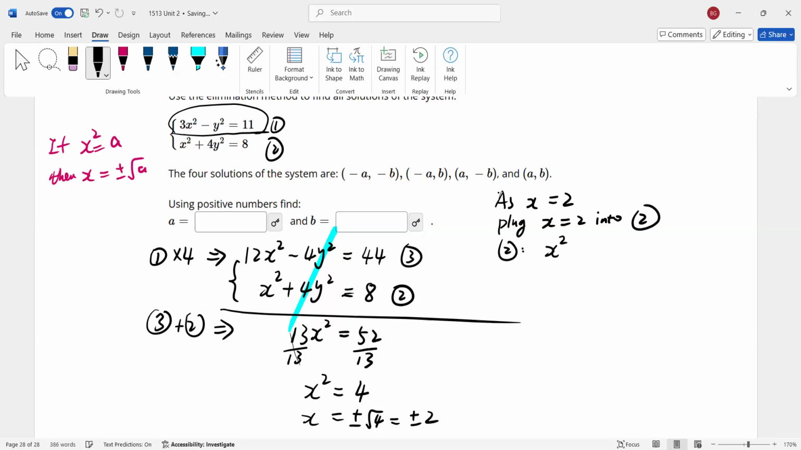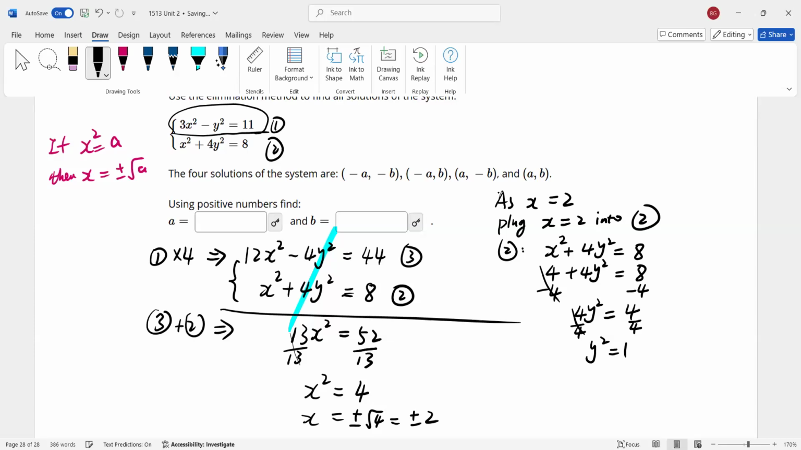Equation 2 is x squared plus 4y squared equals 8. When x equals 2, x squared is 4. 2 squared is 4. And plus 4y squared equals 8. And we can subtract 4 from each side. And we have 4y squared on the left side. Right side, 8 minus 4 is 4. And divide each side by 4. We have y squared equals 1.